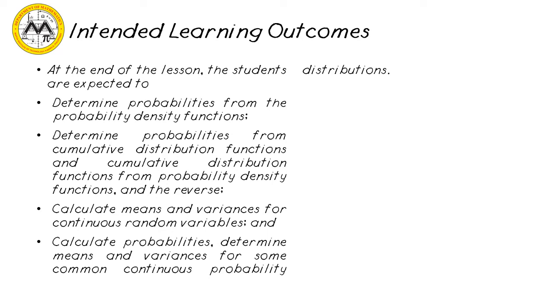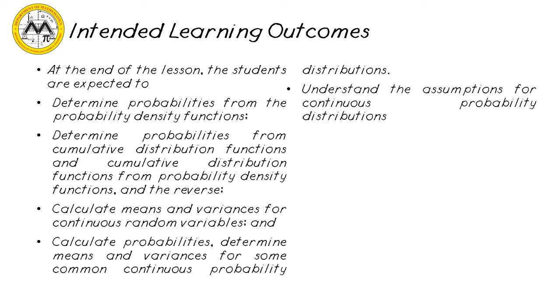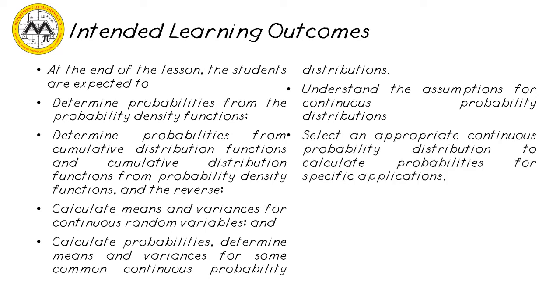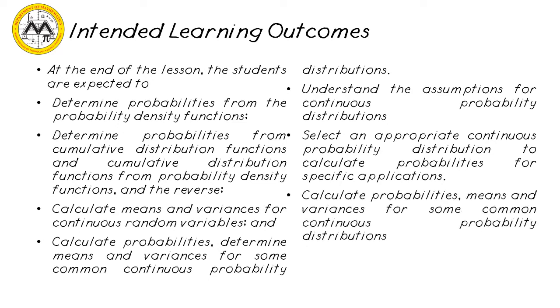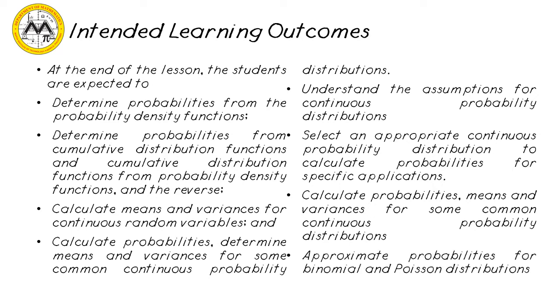Calculate the probabilities. Determine the mean and variances for some common continuous probability distributions. Understand the assumptions for continuous probability distributions. Select an appropriate continuous probability distribution to calculate probabilities for specific applications. Calculate probabilities, mean, and variances for some common continuous probability distribution functions. Approximate probabilities for binomial and Poisson distribution.